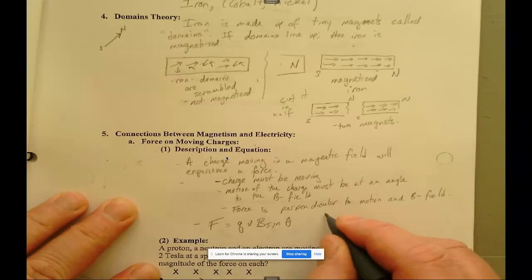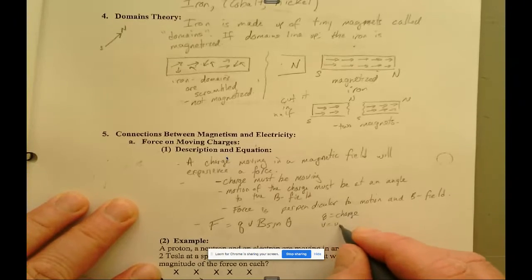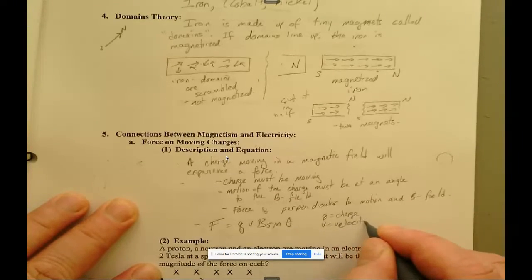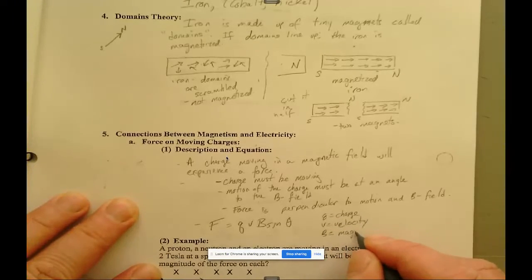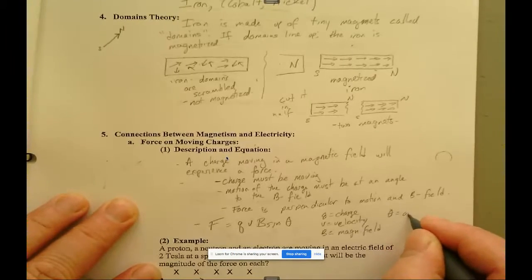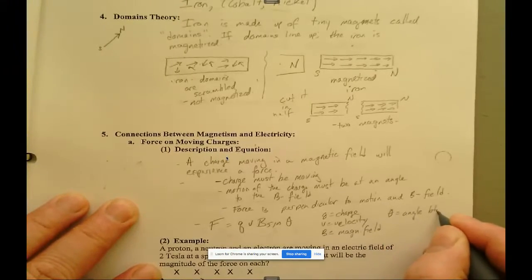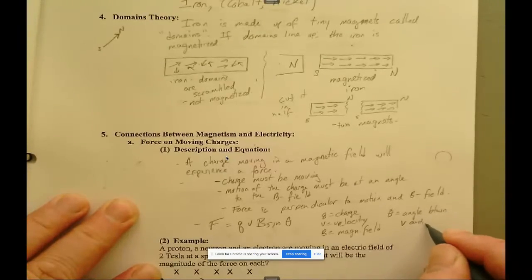All right. Q is charge. We should remember that. V is velocity. B is magnetic field. And theta is the angle between V and B.